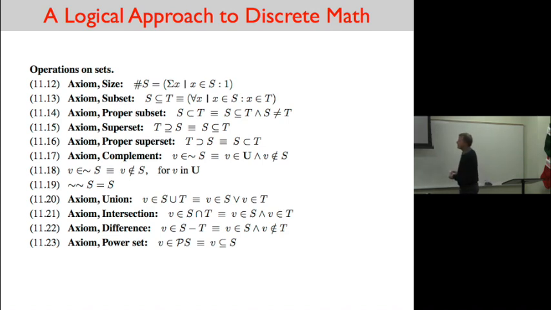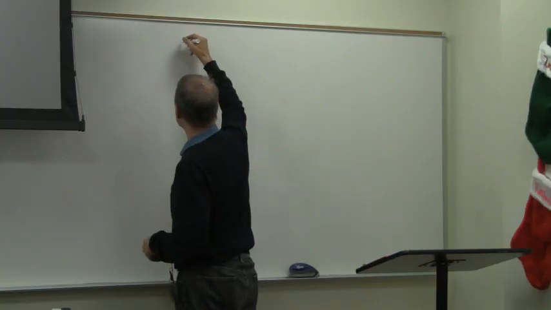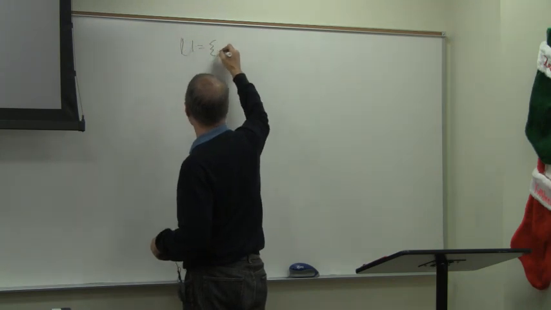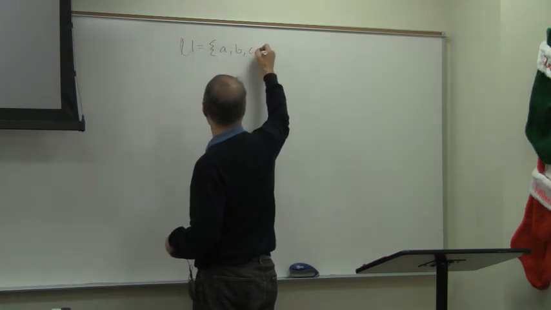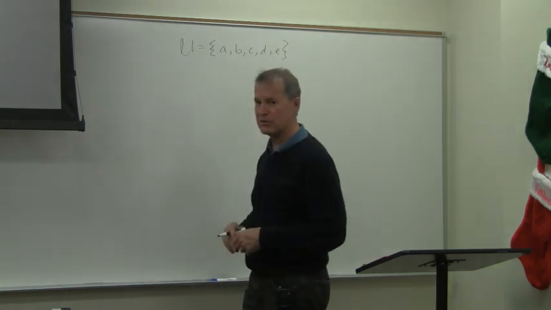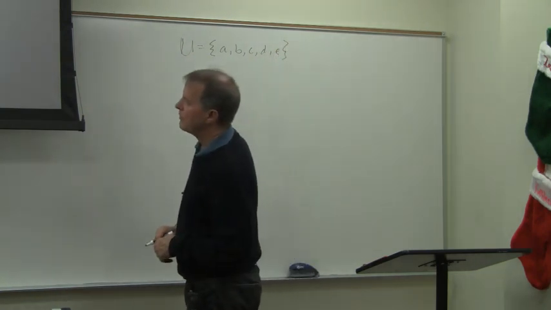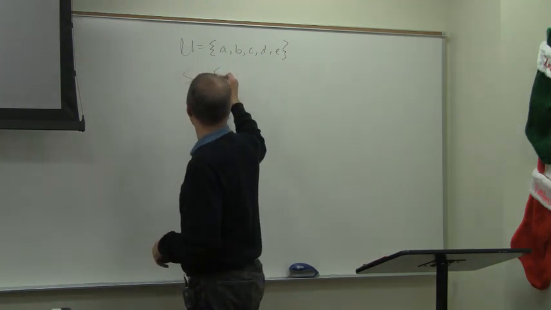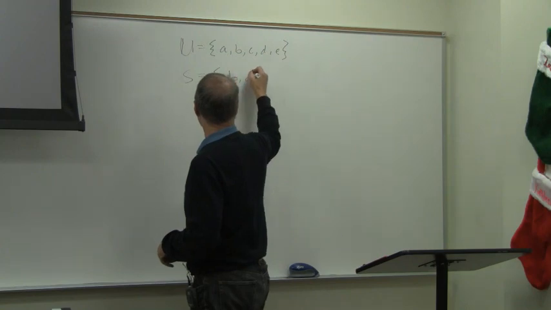Okay, so the complement is 11.17. Again, that's an axiom. Now, let's suppose that the universe is this set, the set A, B, C, D, E. Let's just define that to be our universe. And let S be the set B, D.